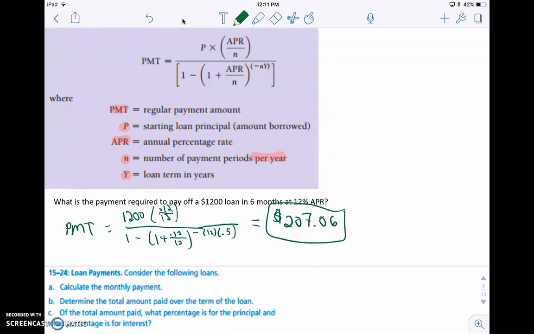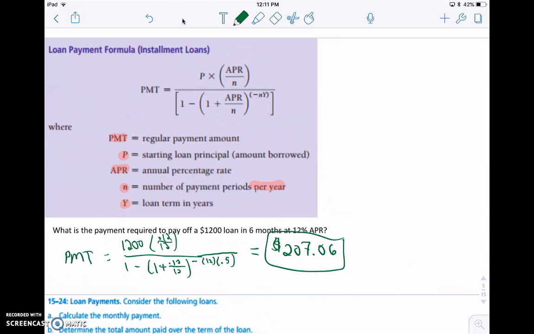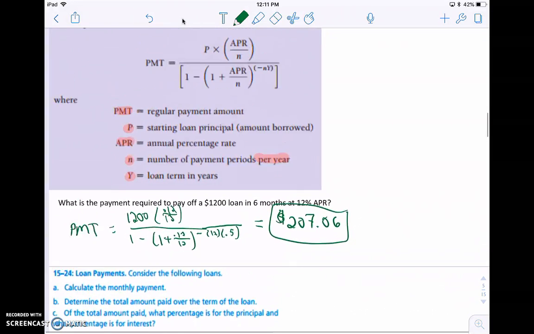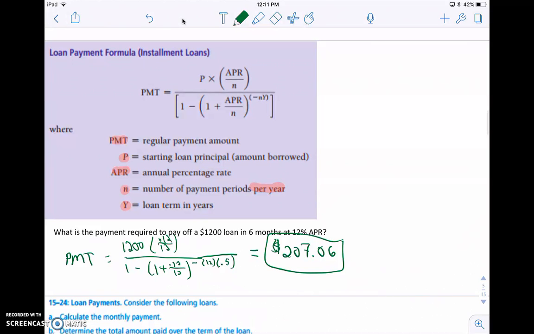Okay, and that is how much you'd have to pay every month over 6 months in order to pay off your $1,200 loan at 12% APR. So that's how we would use this loan payment formula on an installment loan, where again, an installment loan is where we're paying equal amounts every single month.